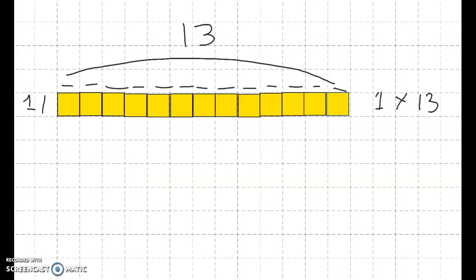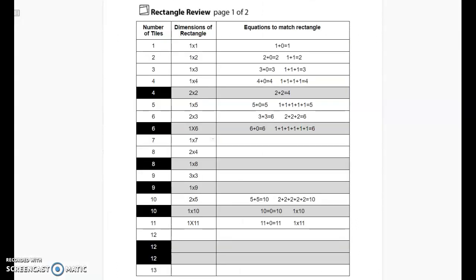So let's record this rectangle in our Number Corner books. Open up to page 92. Now on our rectangle review page, we only have 1 row for 13. So let's label our 1 by 13 rectangle, and let's think of some equations we could write to match. Well, we already know we have 1 row of 13, so we'll think of the 13 tiles in that row, and we're not adding any more rows, so plus 0 more rows, plus 0 more rows to equal those 13 tiles.